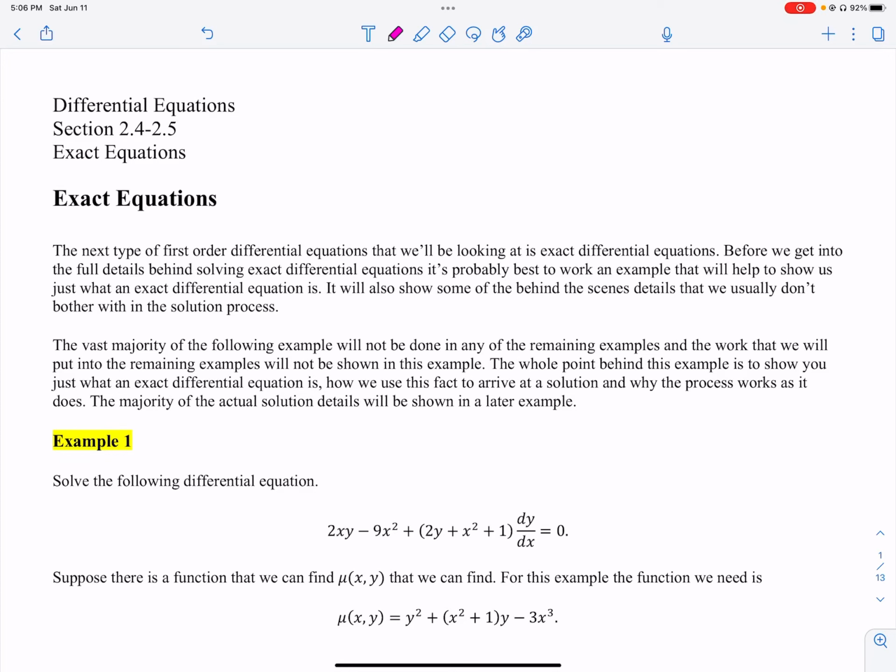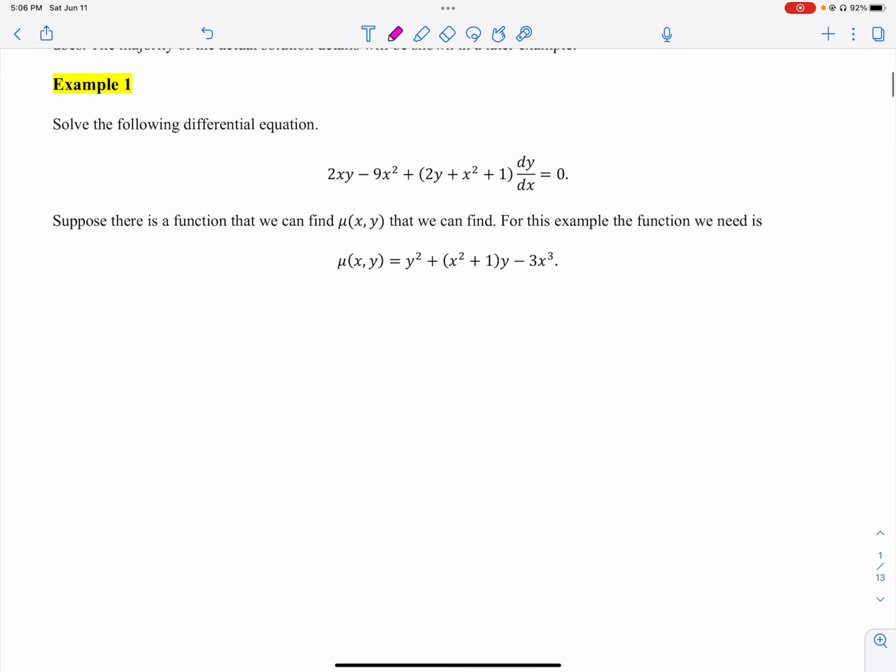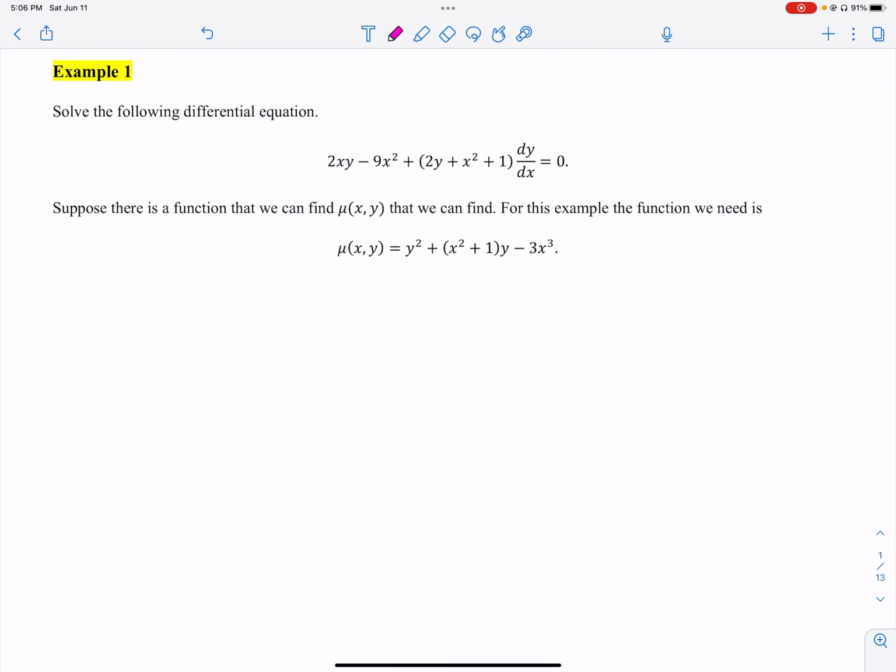In this video, we'll begin our discussion over sections 2.4 and 2.5. These are differential equations called exact equations. The best way to go about this is I'm going to start with us actually, our goal in having differential equations is to find the equation that is the answer, right? Find the function that works for a DE.